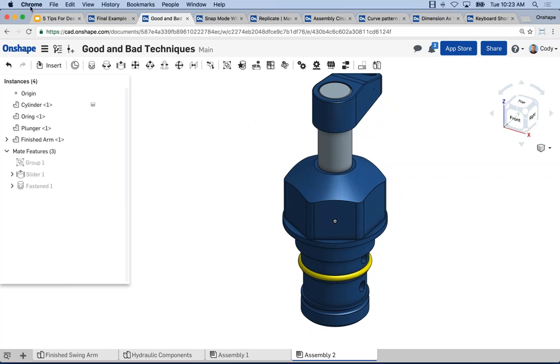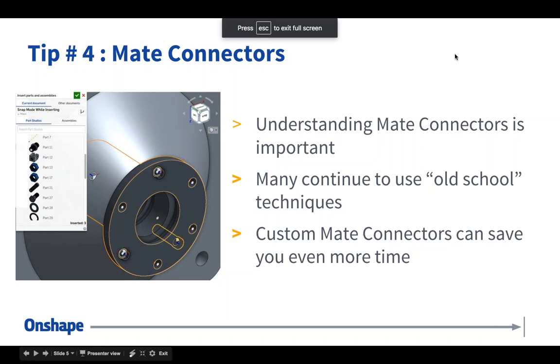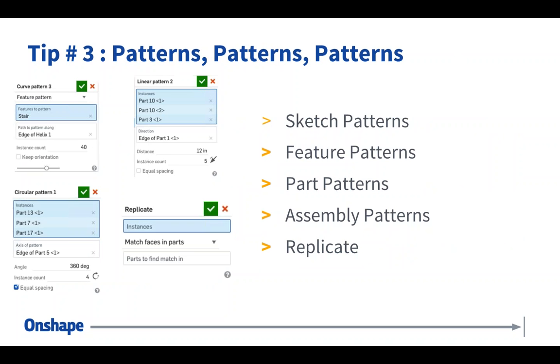All right, so moving on. My next tip. So that was tip number 4, mate connectors, reinforcing Onshape's different approach. And again, if you're using the old school techniques, you have the ability to really save yourself a lot of time if you understand these. All right, so moving on, patterns, and more patterns. This is something that's definitely underused, and it's something that a lot of users will find either the hard way or find after they've done lots and lots of tedious work. So it's just a reminder that you have lots of pattern options.